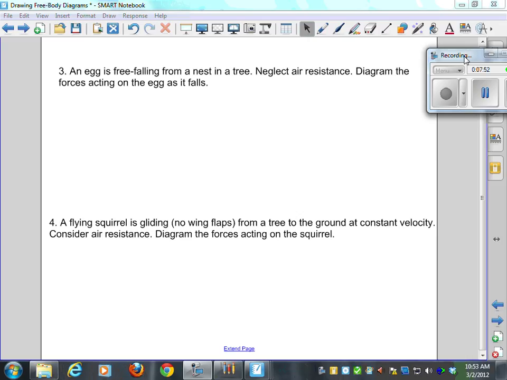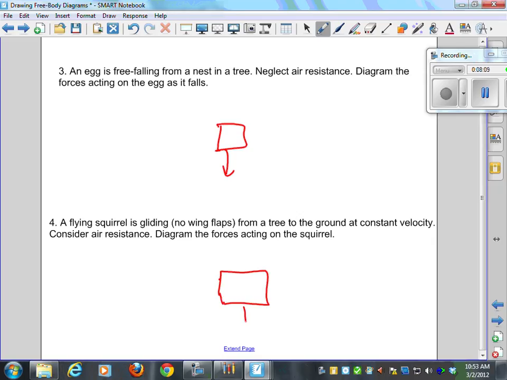Okay, so an egg is free falling from a nest in a tree. Neglect air resistance. So we've got just gravity, no air resistance, right? A flying squirrel is gliding, no wing flaps, from a tree to the ground at constant velocity. Consider air resistance, diagram the forces acting on the squirrel. So there's no wing flaps. There is air resistance, so this is going to be like that, right? And it says constant velocity, so what does that mean? It means they have to be equal.